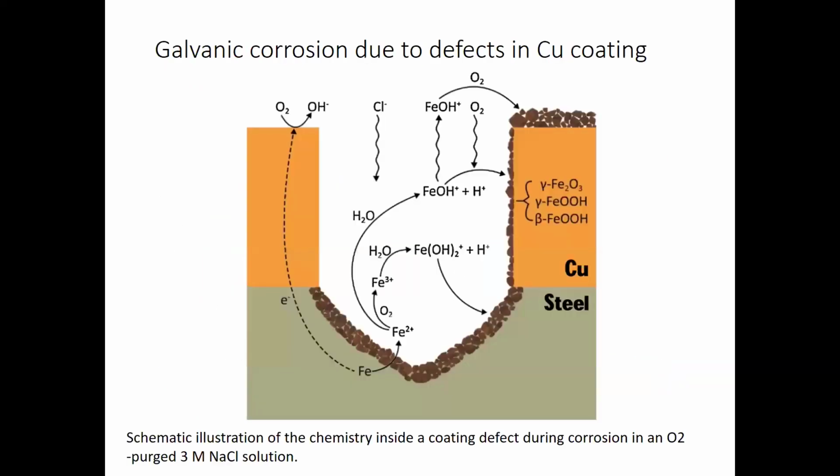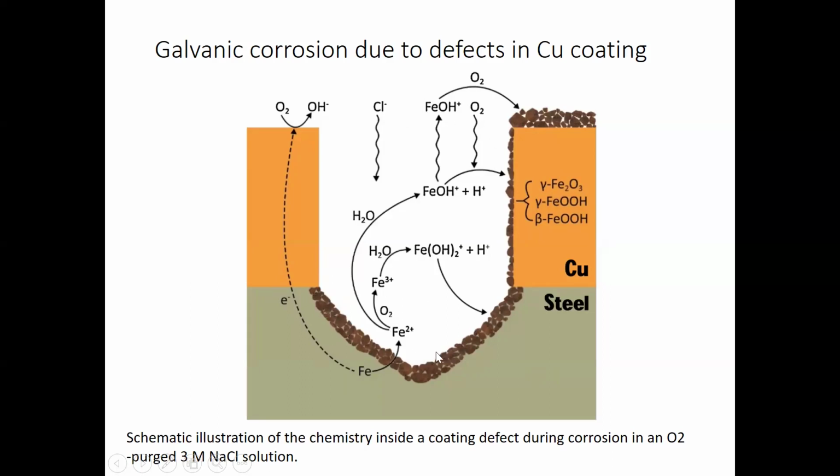So what if it does go through? Again, you assume that some of these containers will have defects and will fail. So what happens if the copper layer is penetrated? This is the kind of reaction you get. It's one of galvanic corrosion. It's that classic scenario where you have oxygen reduction happening preferentially at the copper surface, and iron oxidation happening exclusively at the bottom of wherever your copper coating has been penetrated.